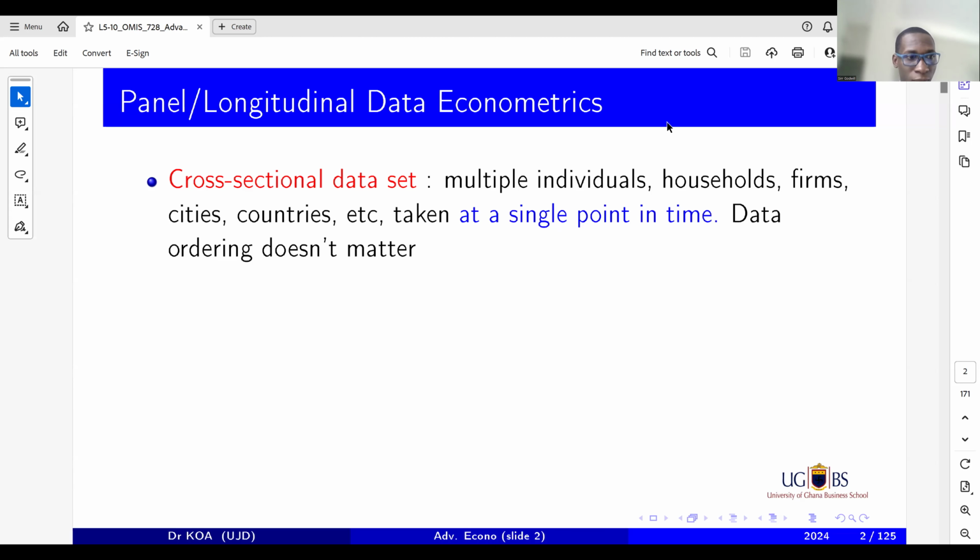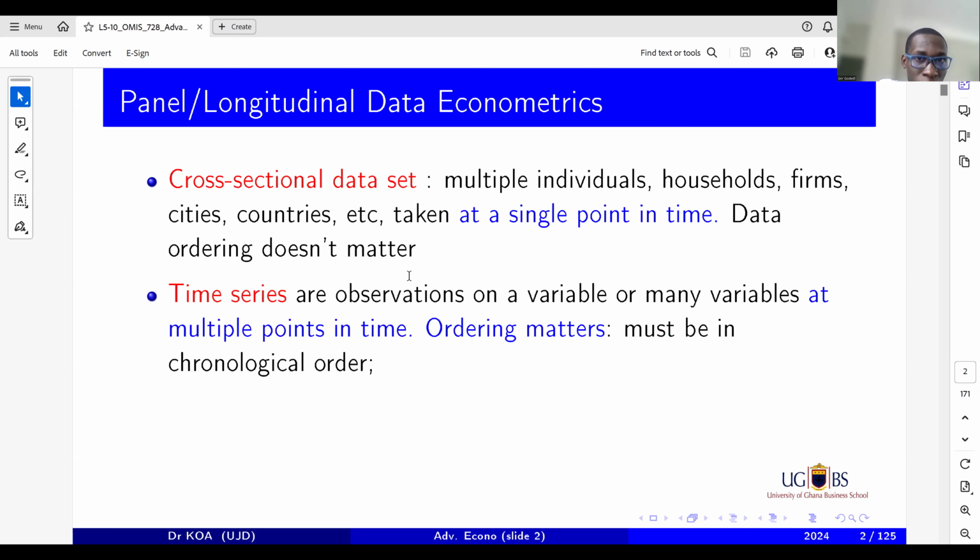mathematics at all. But when we get to particularly dynamic panel models and a lot of other panel models, probit panel models, that is when we'll bring a bit of mathematics into the picture. So let's remind ourselves of some basics.